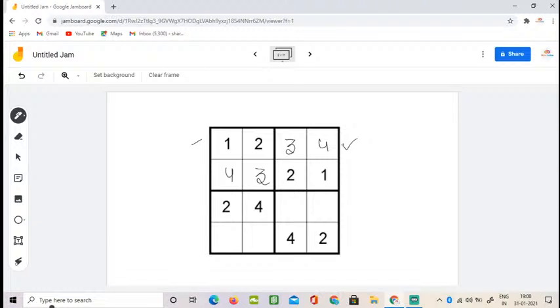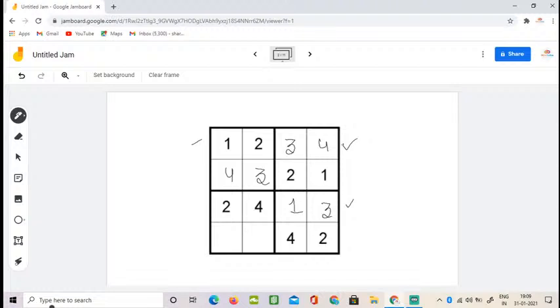So now let us see the third row. In the third row 2 and 4 numbers are there, so the leftover numbers are 3 and 1. You should not place the number 1 over here because already the number 1 is there. So now let us put the number 3, and here the number would be 1.